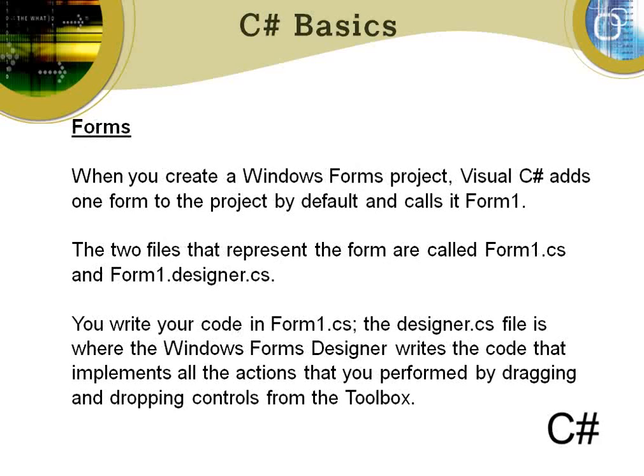When you create a Windows Forms project, Visual C# adds one form to the project by default and calls it Form1. The 2 files that represent the form are called form1.cs and form1.designer.cs. You write your code in form1.cs. The designer.cs file is where the Windows Forms Designer writes the code that implements all the actions that you performed by dragging and dropping controls from the toolbox.